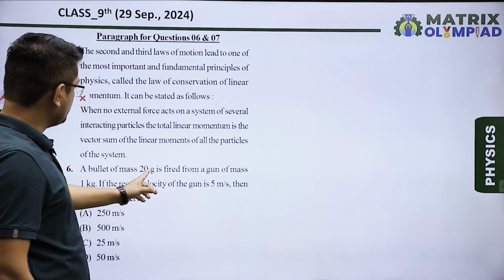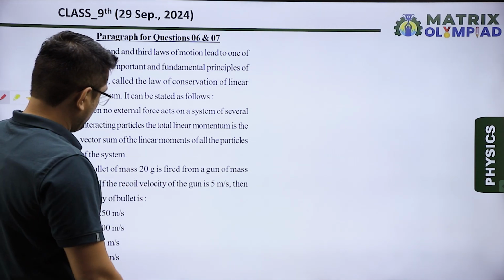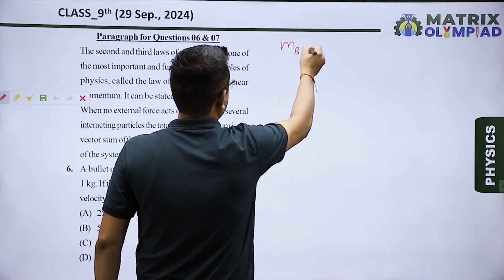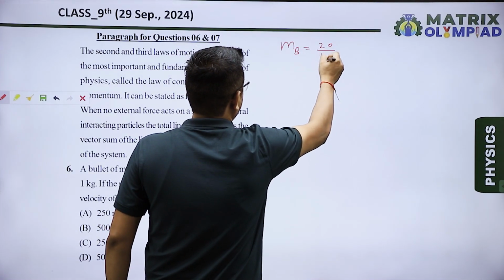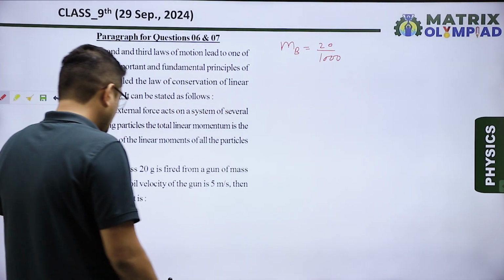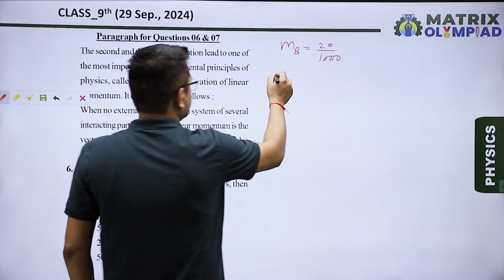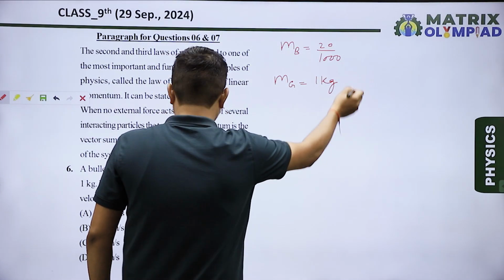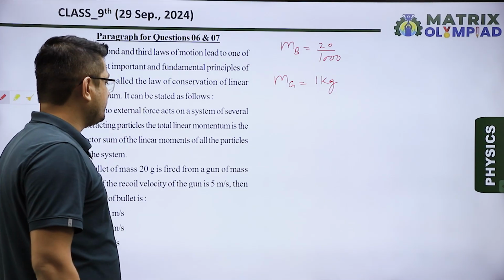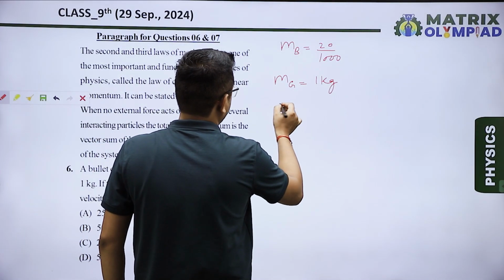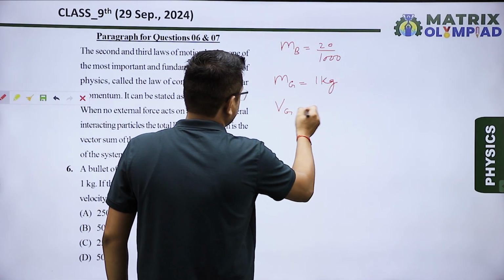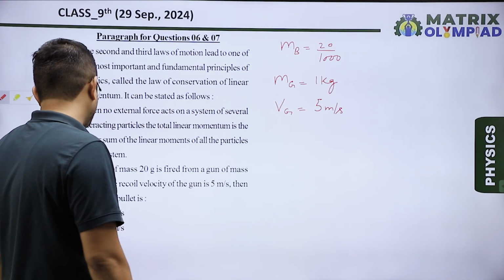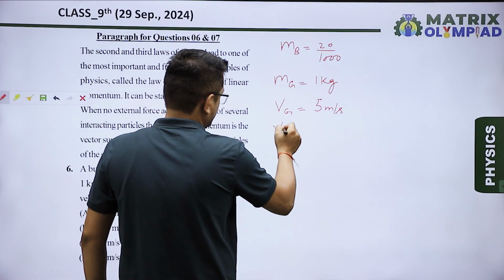A bullet of 20 gram is fired from a gun. So let us assume the mass of the bullet is 20 gram, that means 20 divided by 1000, with a gun of mass 1 kg. Let us assume the mass of the gun mg is equal to 1 kg. If the recoil velocity of the gun is 5 meter per second, that means the velocity of the gun is given here as 5 meter per second. Then we have to find the velocity of the bullet.